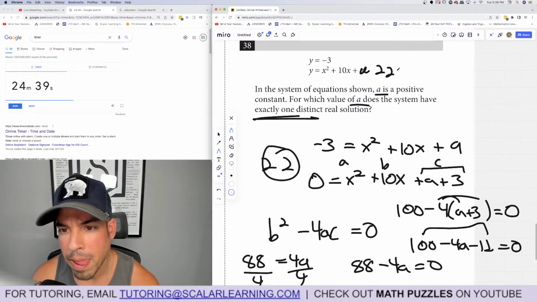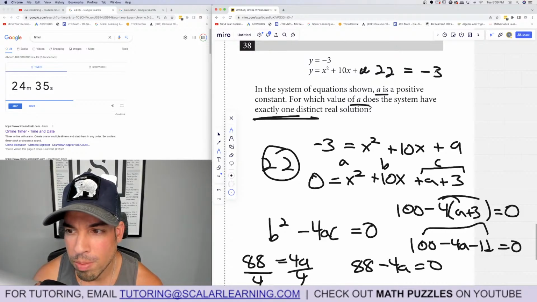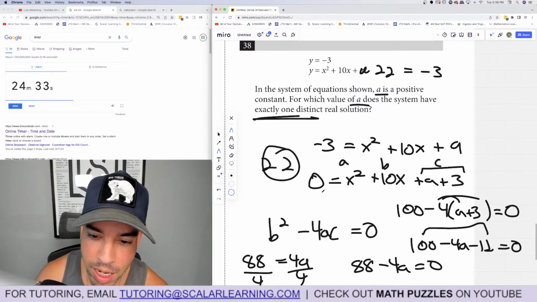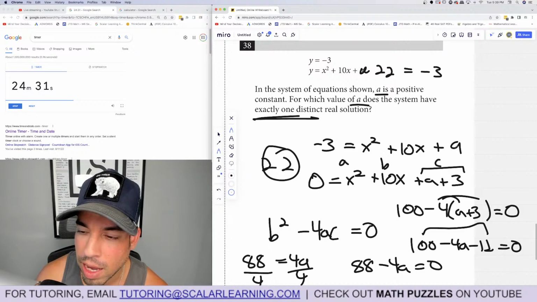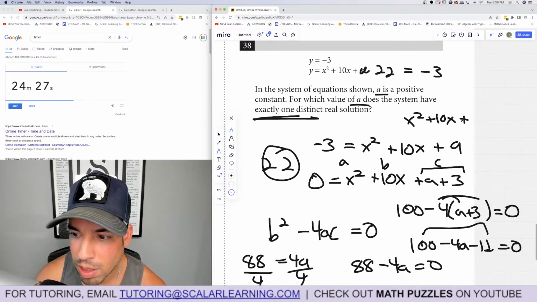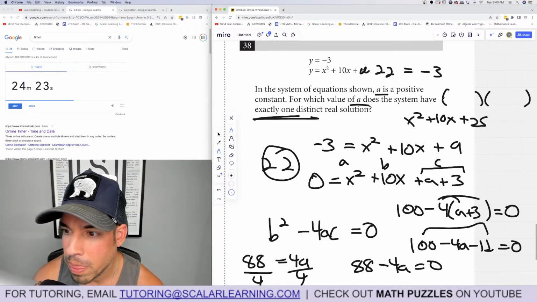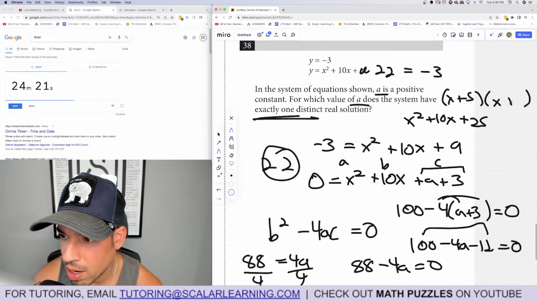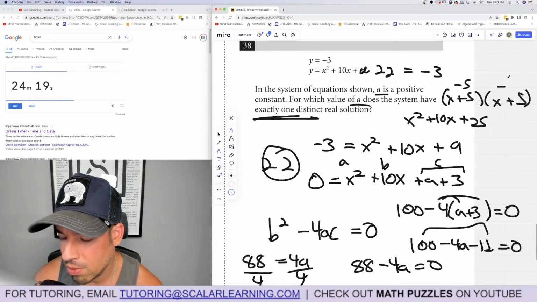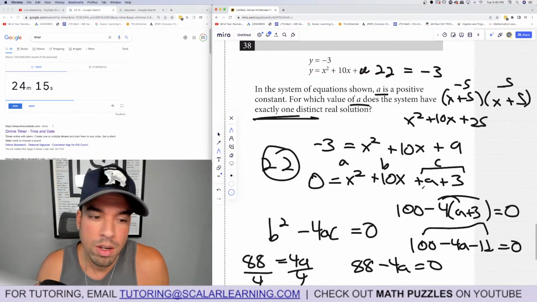So check this out. Now we can set these two equal to each other. Boom, negative 3. So I'm going to add negative 3. Imagine here when a was 22. So when we add 3 to both sides, we get x squared plus 10x plus 22 plus 3, which is 25. When you factor this, you get (x plus 5) squared. Guess what? That's a solution of negative 5. That's one solution. It's a double root. Boom, verified. And that's it.